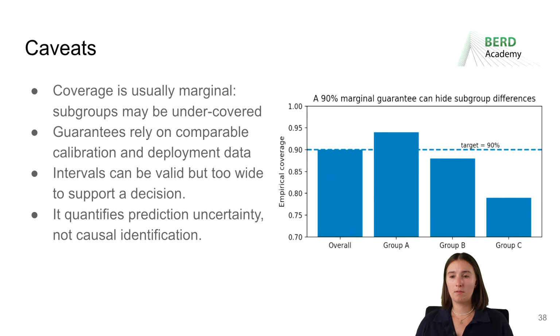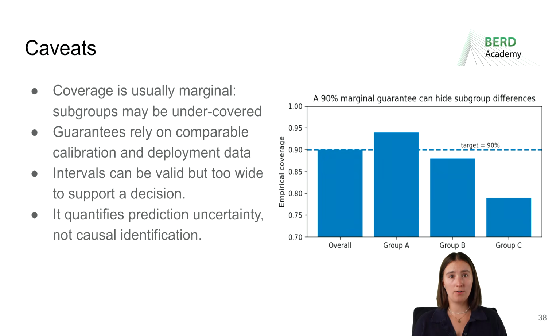Also, the intervals can be valid, but still too wide to support a decision. Imagine we're in the classification setting and you're always predicting all the sets. Then in the end, there is no information in this, because you cannot make a decision if it always predicts you everything at the same time, which is also problematic, because you need a certain level of precision to actually act on those decisions.